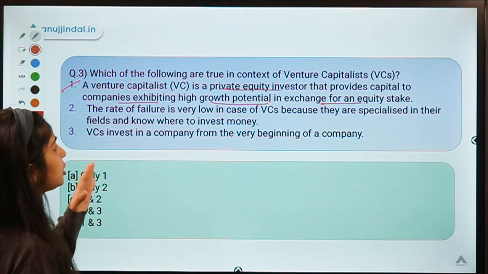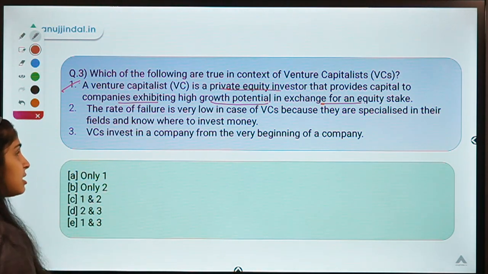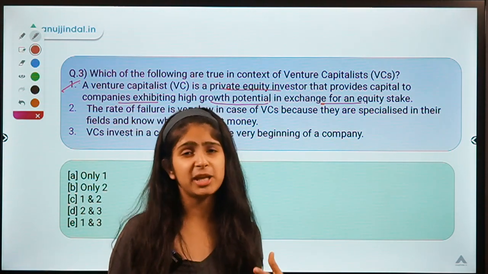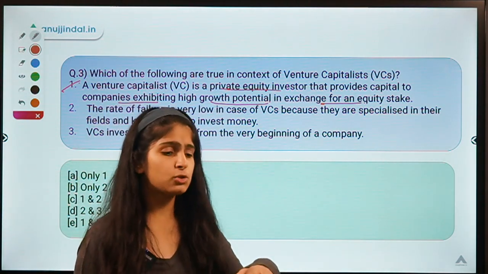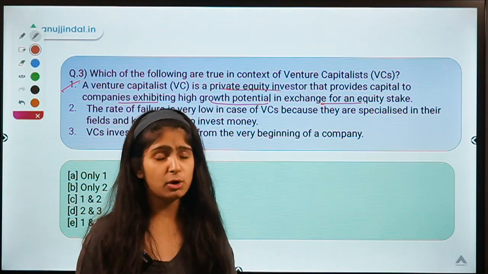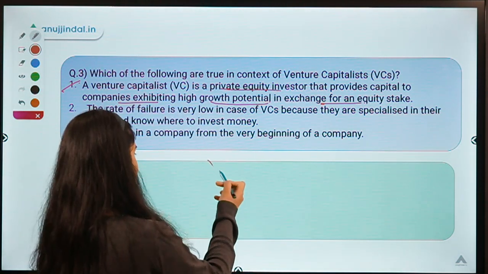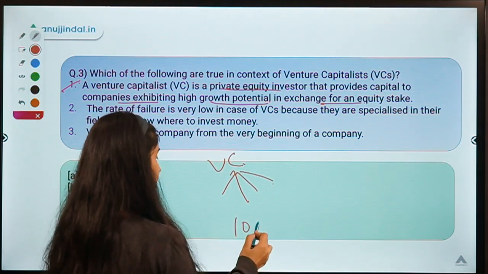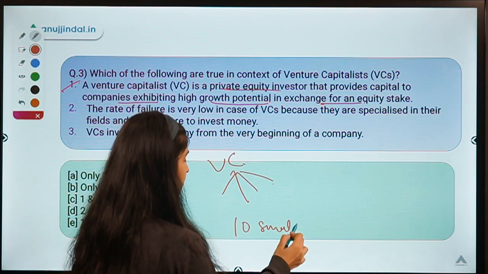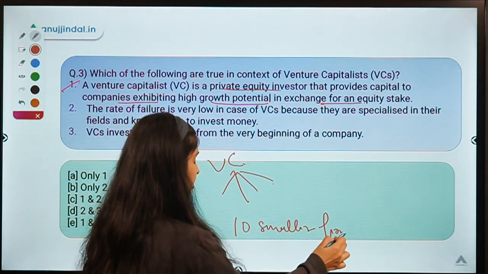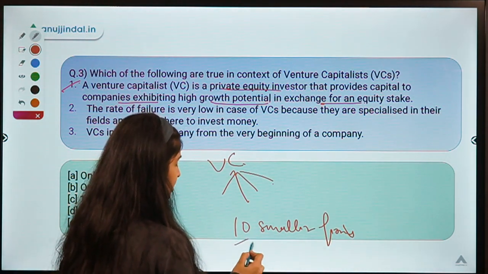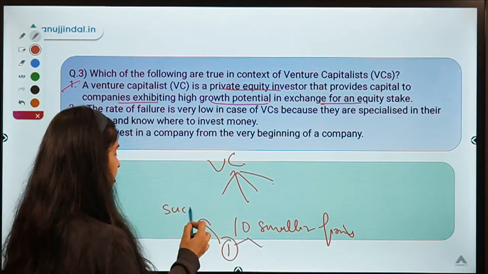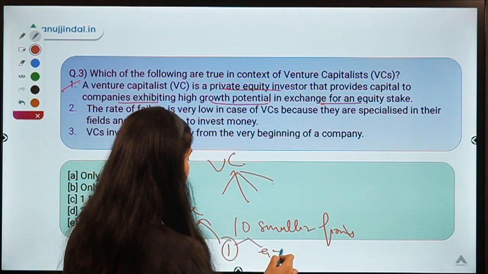Now coming to statement 2, which says the rate of failure is very low. This statement is not correct, because in the case of VCs, the rate of failure is very high, because they are putting their money into smaller firms and it involves a lot of risk. So let's say there is a venture capitalist firm and it has funded 10 smaller firms, right? Now there are chances that out of these 10 firms, only one is going to be successful. The rest 9 are going to fail.